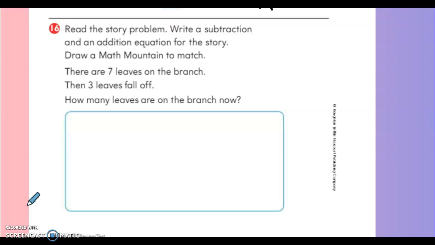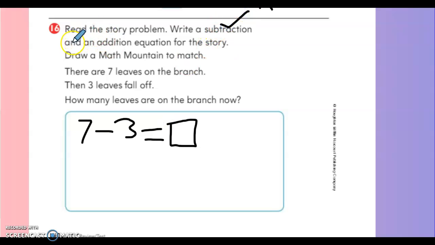So what you're going to do is, I would start with a subtraction equation, right? Because it kind of just lends itself to that. So you have 7 leaves and 3 fall off. 7, take away 3 equals the unknown. Okay, so this one is our subtraction story. We're going to make a little check so we know we did it. We are going to make a math mountain. So what's the total number of leaves that are on the branch? Okay, and the total is 7, and the total goes at the top. What's the partner that we do know? 3.